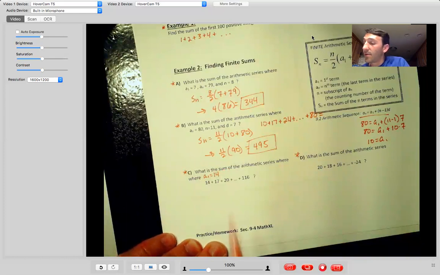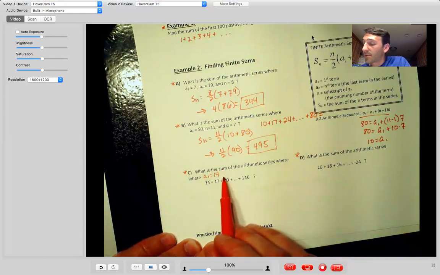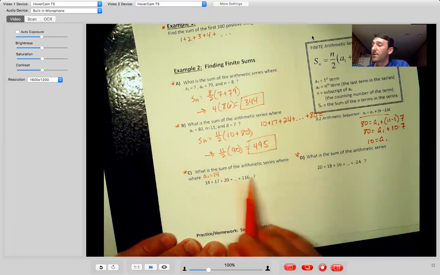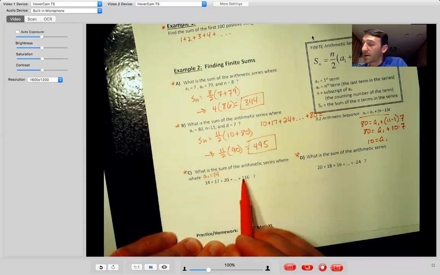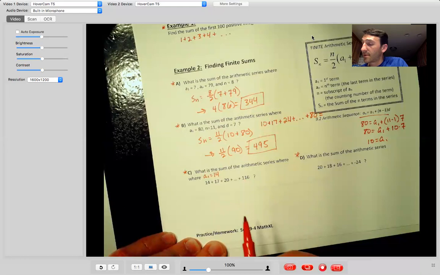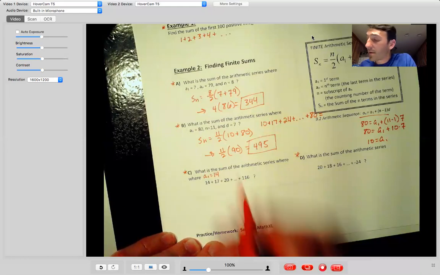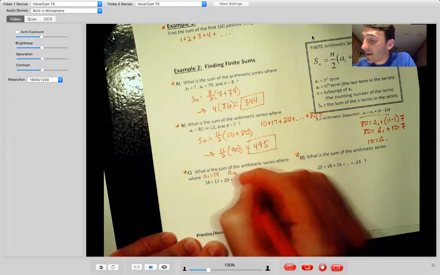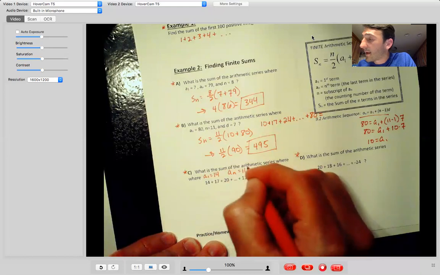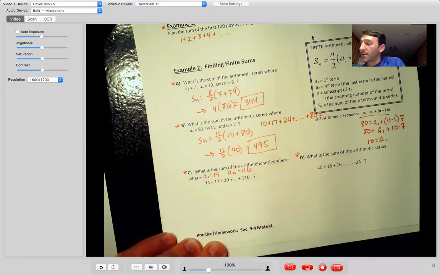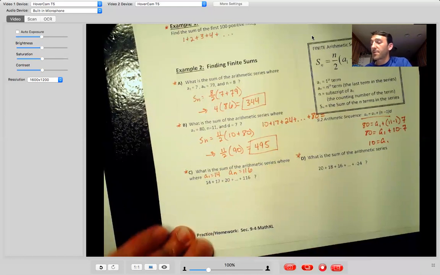We need to know, well, I guess we do. We do need to figure out which term the 116 is. So we don't know n here. We know a sub n is 116, but we're missing n, like what number term is that? So in order to know that, we do need to identify that the common difference is 3.